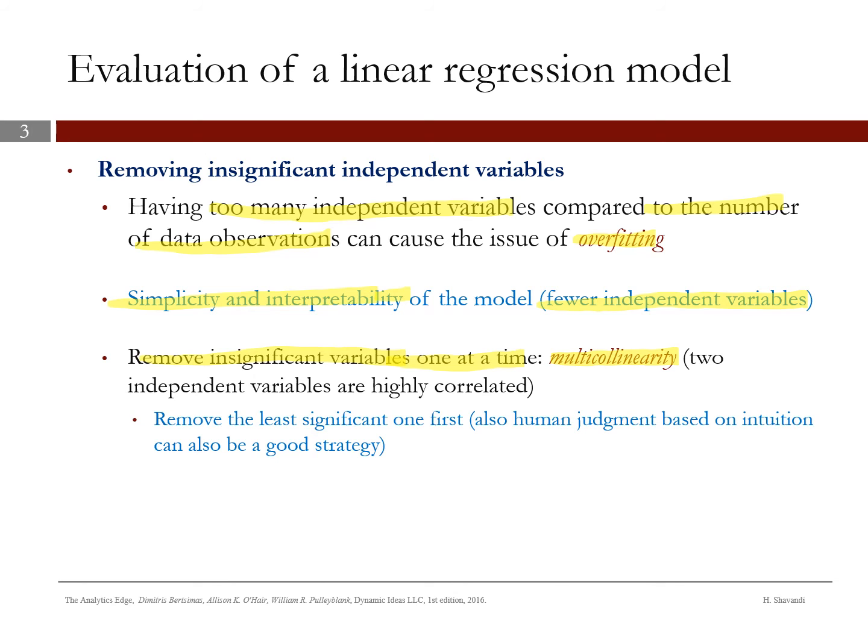But when we remove one of them, then the other one may be significant, because when both are present in the model, both are presenting the same thing, and this will make them insignificant, okay? But when we remove one of them, the other one may be discovered to be significant. So this is why we need to remove the insignificant variables one at a time, okay?